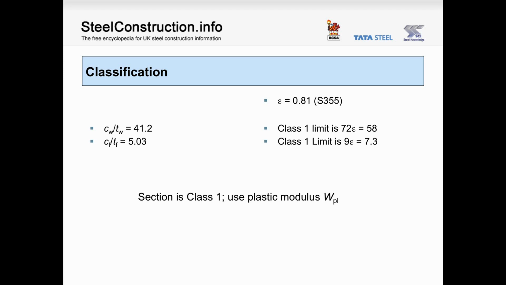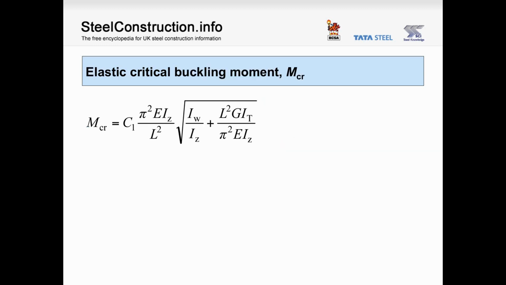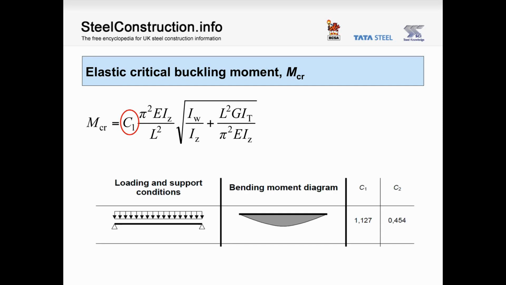So with both the web and the flange as class 1, the whole section is class 1, and therefore we will use the plastic modulus. Then we must calculate the elastic critical buckling moment. The important feature here is the C1 factor, and the C1 factor allows for the shape of the bending moment diagram. The C1 factor is not given in the Eurocode, and therefore we need to turn to a source of NCCI to choose the C1 factor.